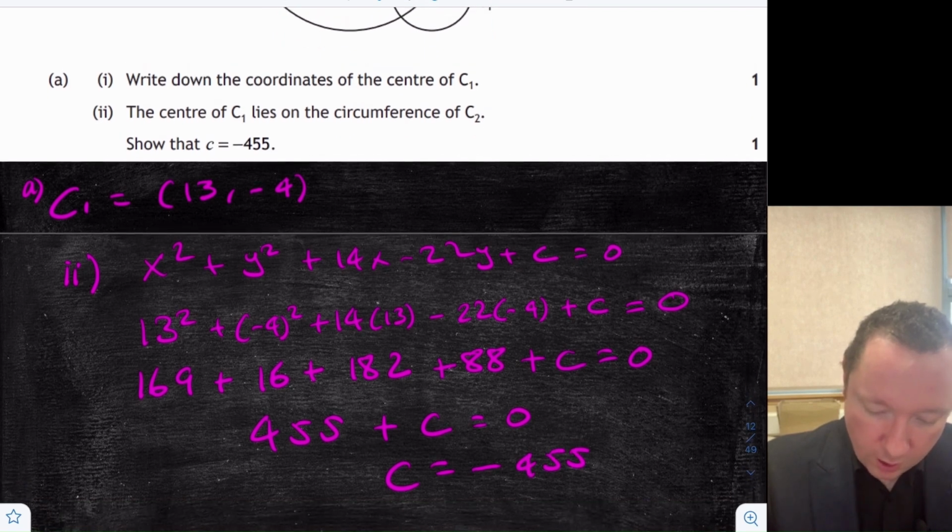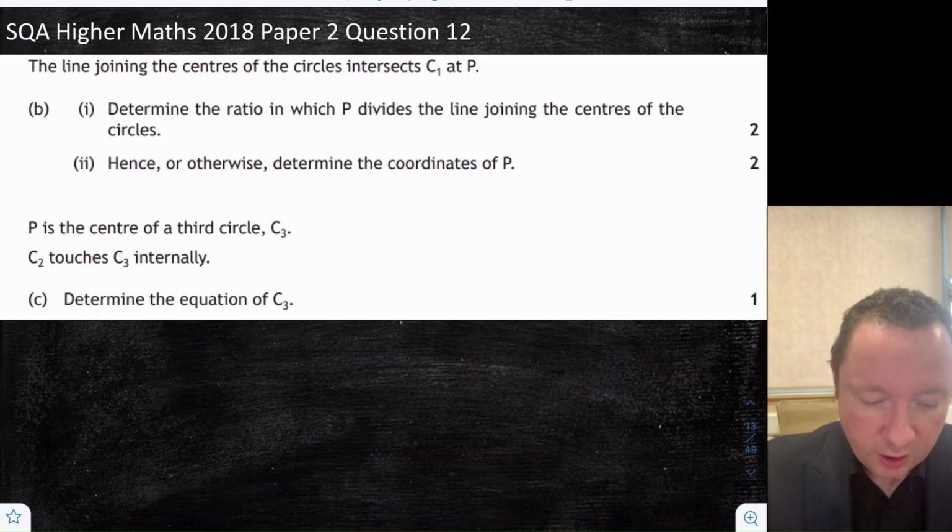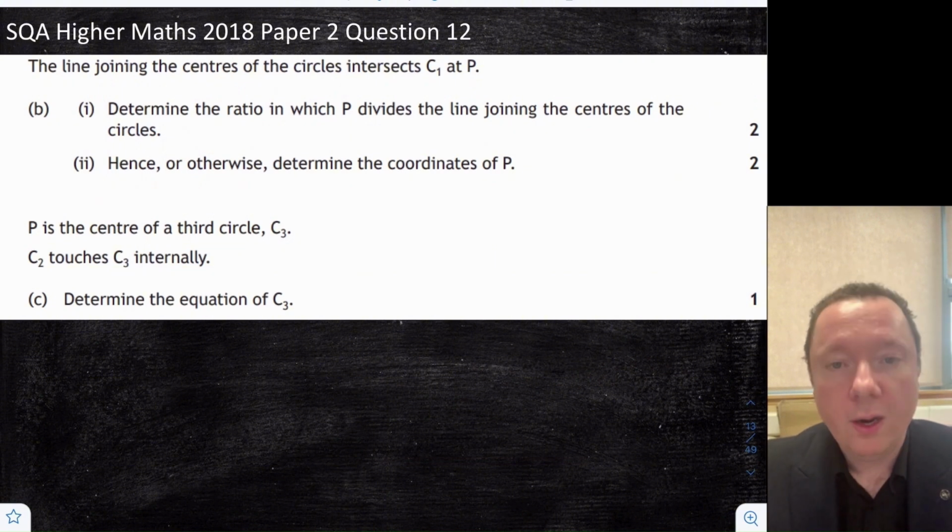Okay, part B says, the line joining the centres of the circles intersects C1 at point P.